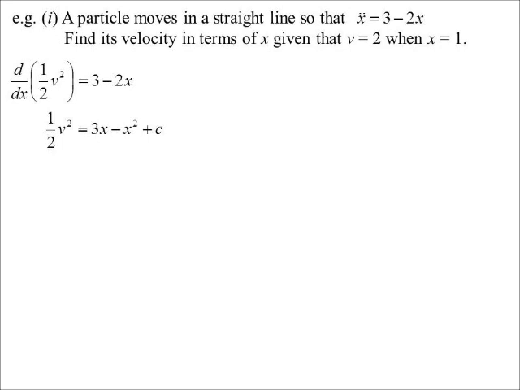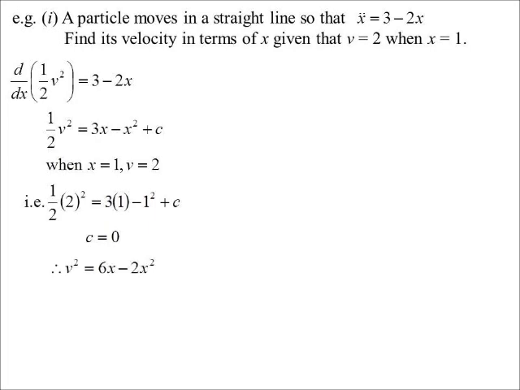I've got to work out that constant, of course. Some initial conditions: when v equals 2, x is 1. Sub that in. Conveniently for this question, the constant turned out to be 0. So v squared, I've just multiplied both sides by 2 there, is 6x minus 2x squared. That's not the question though. It was not to find v squared, it was to find velocity.